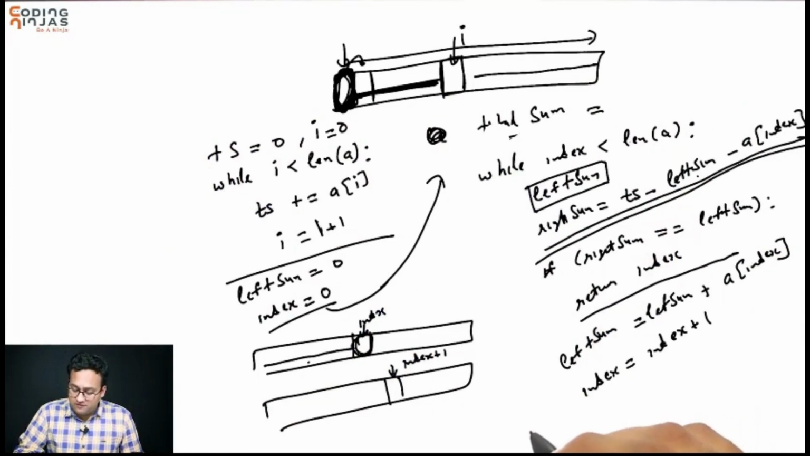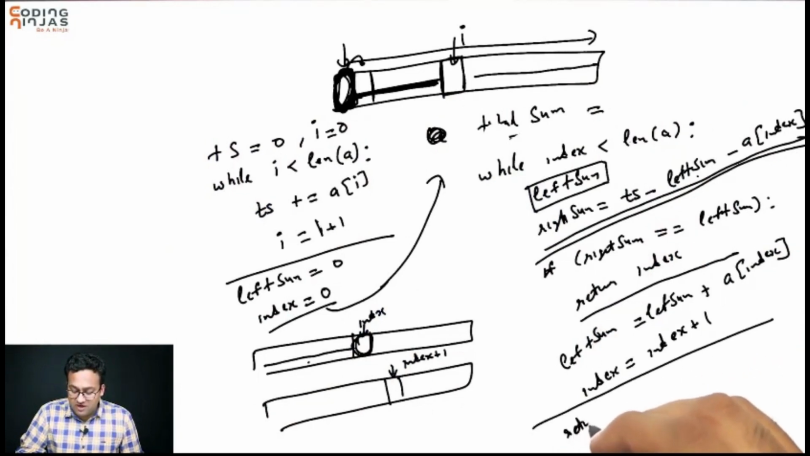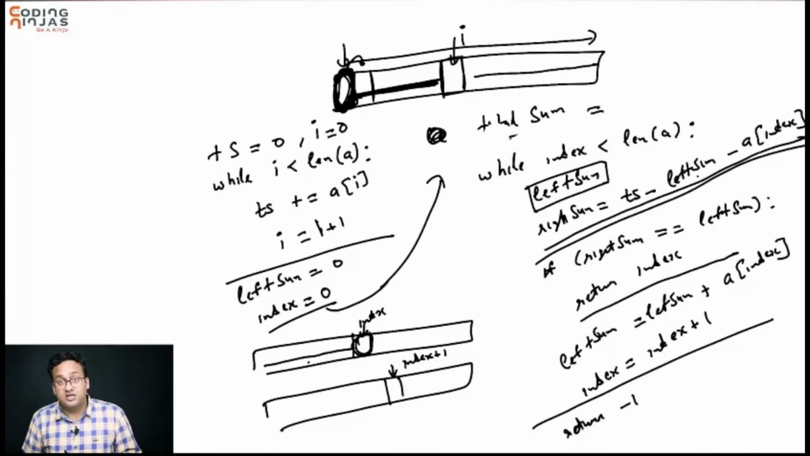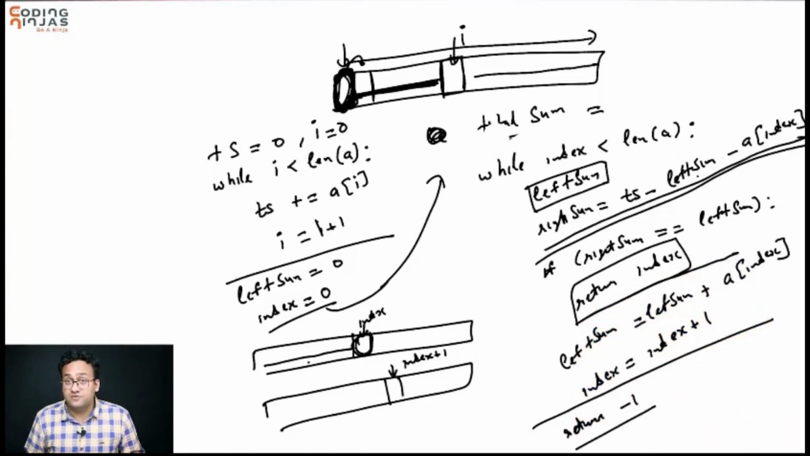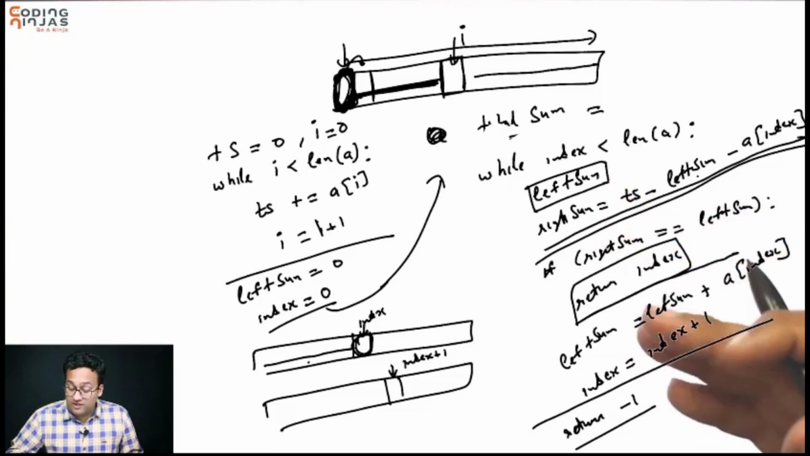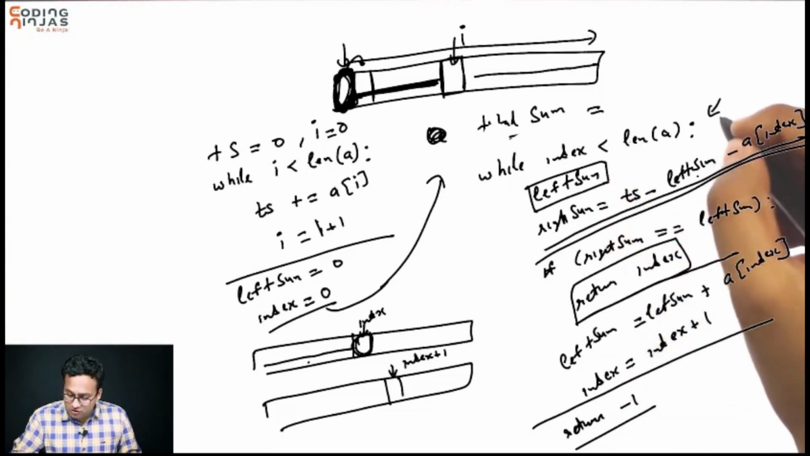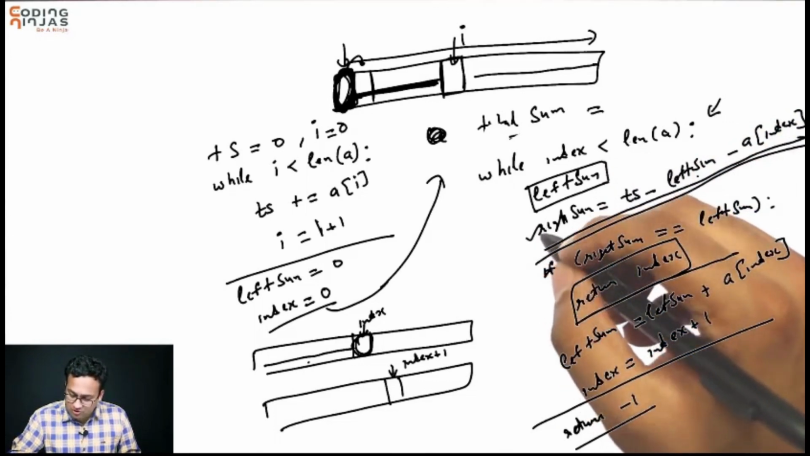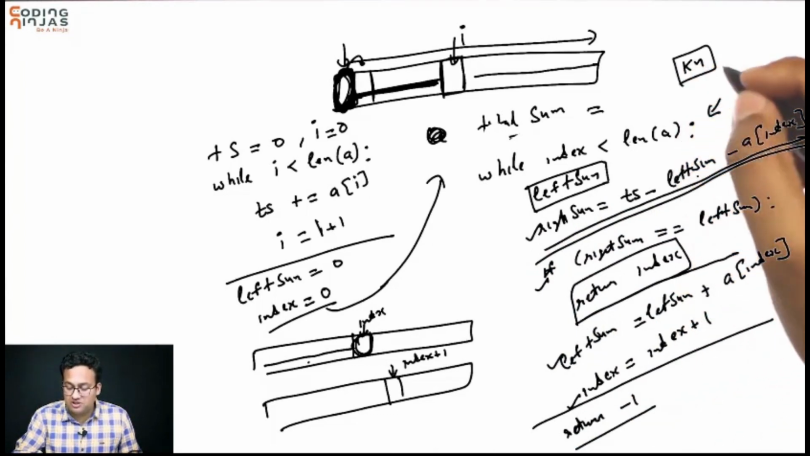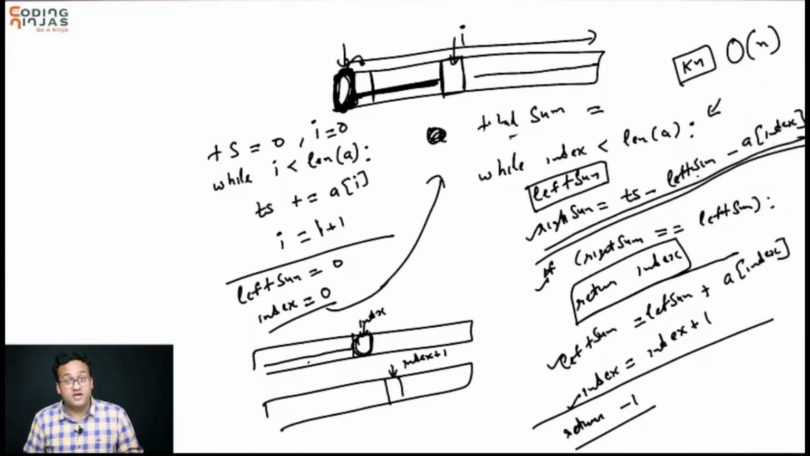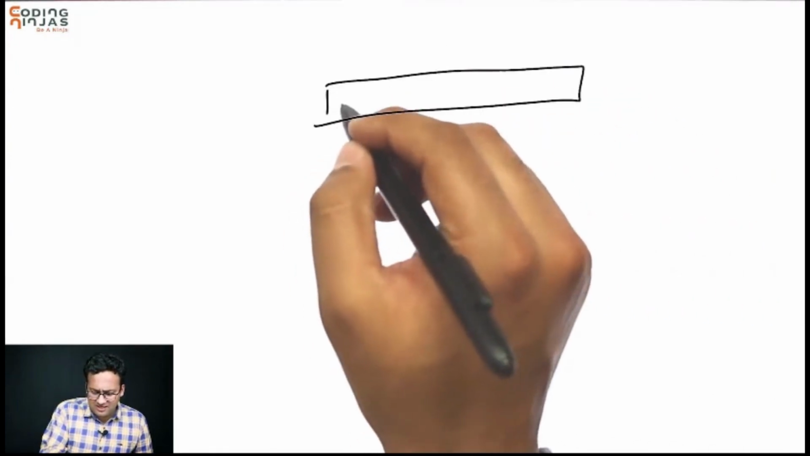Okay. If this while loop gets over, that means you never found your equilibrium index. I went through all the indices, and from nowhere I returned, that means I can return minus 1 eventually. If you look at this code, you have this loop, but within this loop, I'm doing constant work. So I'm doing constant work n times, that means my time complexity is big O of n. Okay. Let me quickly take an example and dry run this for you.